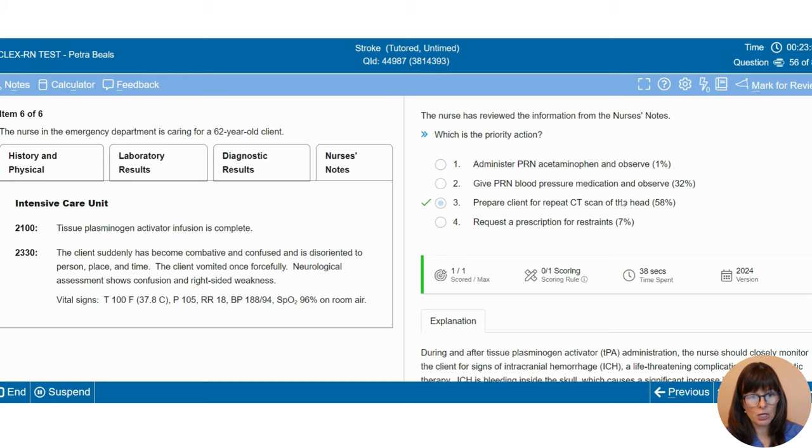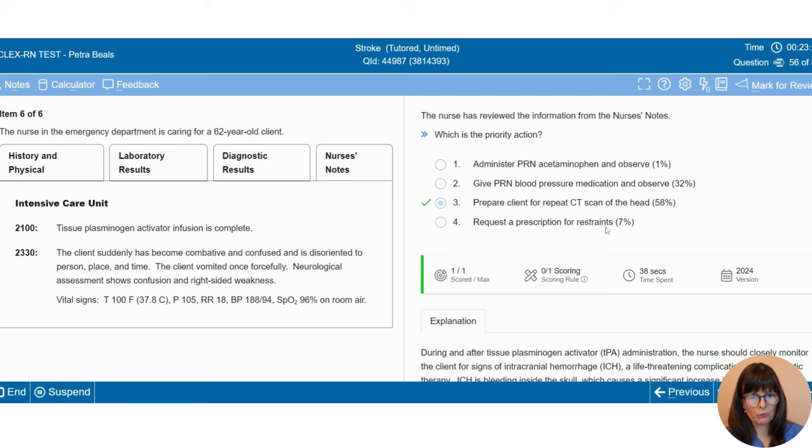because we have a sudden onset and sudden changes. Prepare the client for a repeat CT of the head, most definitely, because we know that the tPA that we've administered can cause an intracranial hemorrhage. So we definitely should be expecting or suspecting that the patient might be experiencing that. And the only way to figure out what exactly is going on is to do a CT of the head.